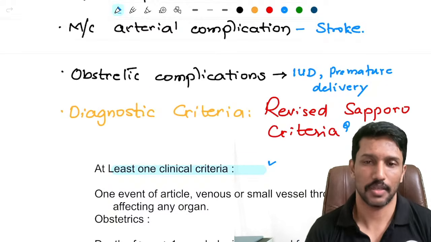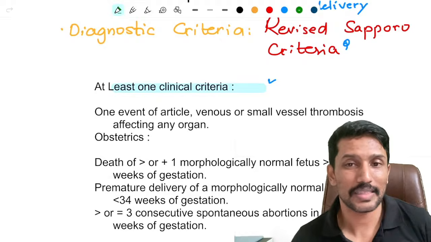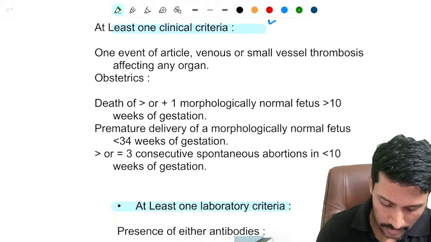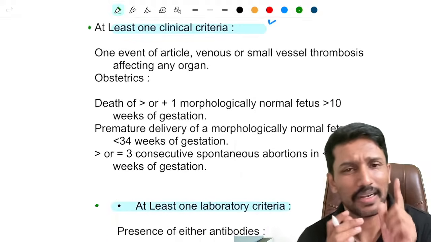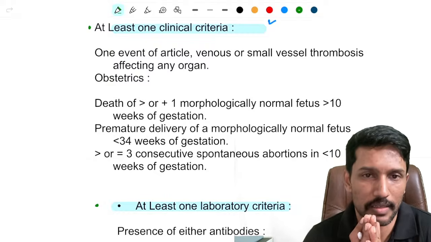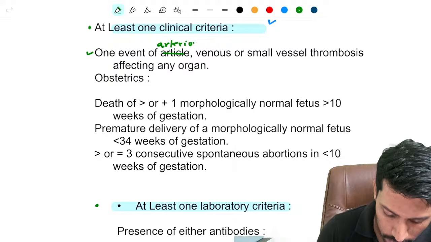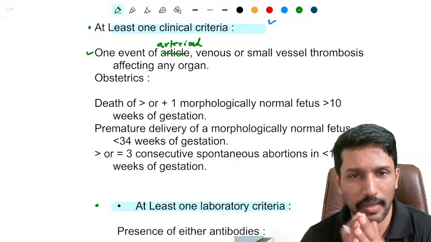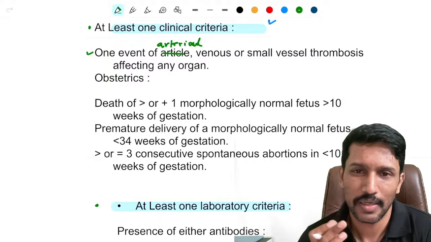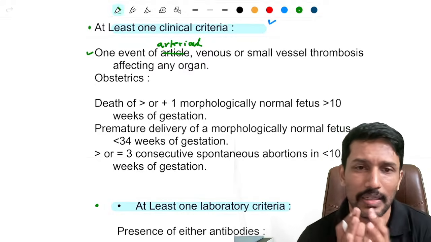So let us say I'm doing the investigation, but how am I going to interpret? The interpretation for the diagnosis is, we are going to follow a criteria called the revised Sapporo criteria. And in this revised Sapporo criteria, we have clinical criteria and laboratory criteria. So we need at least one clinical criterion and one laboratory criterion. Okay, so what are the clinical criteria? We need at least one event of arterial or venous or small vessel thrombosis. Like, okay, there is a history of stroke, or there is a history of cortical vein thrombosis, or there is a history of DVT, or there is a history of pulmonary embolism. Okay, so then one clinical criterion is already satisfied.